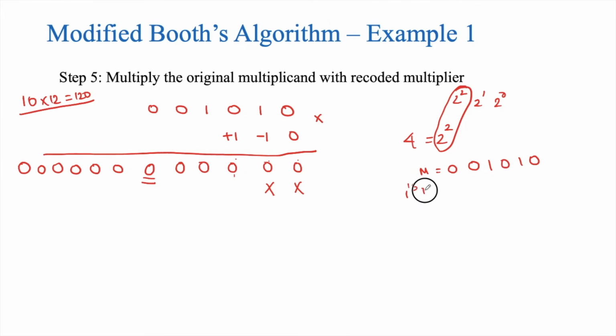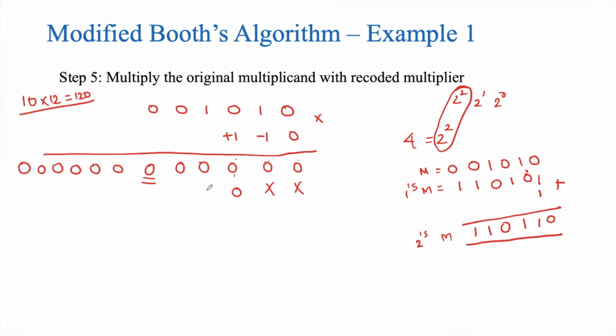So, we have to find 1's complement of m. What is it? Just inversion. 1, 1, 0, 1, 0, 1. Add 1 along with it. So, what will be? So, 1 plus 1, 0. Carry 1. Again 1. Therefore, 1, 0, 1, 1. This is the 2's complement form of m. We can rewrite the same here. What is it? It is 0, 1, 1, 0, 1, 1.